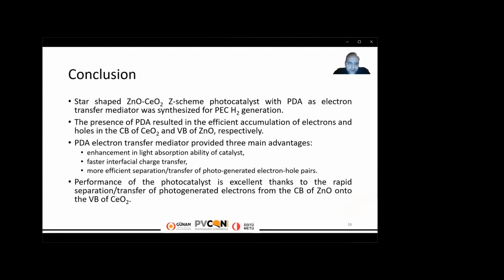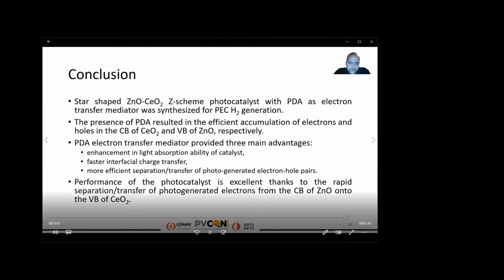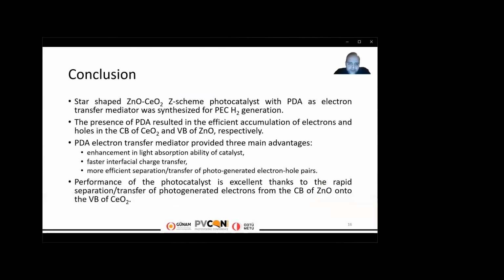So in conclusion, we have successfully synthesized the star-shaped zinc oxide and cerium oxide Z-scheme photocatalyst with polydopamine as electron transfer mediator for photoelectrochemical hydrogen generation. The presence of polydopamine resulted in the efficient accumulation of electrons and holes in the conduction band of cerium oxide and valence band of zinc oxide, respectively.